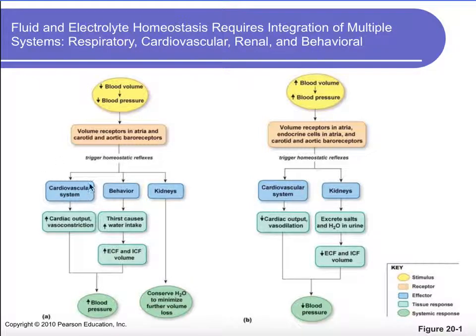And so our cardiovascular system will try to raise blood pressure by doing what it does, activating the sympathetic output. And that will increase heart rate, increase contractility, which increases cardiac output. And it'll also stimulate vasoconstriction, so both of these increase blood pressure. Our behavior can also be altered. So our hypothalamus will start to make us feel thirsty, and that will cause us to seek out fluids.